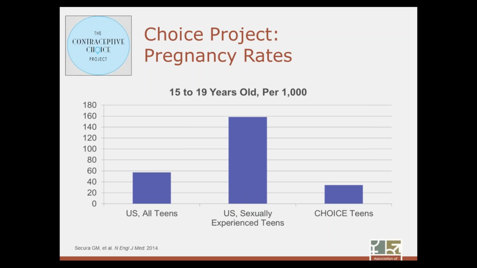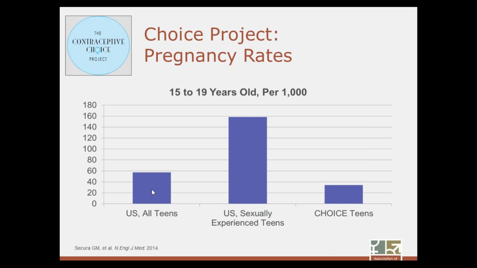When they really removed the barriers to getting this care, they were able to reduce the risk of pregnancy. So here is the risk of pregnancy in the U.S. for all teens, which is 57.4 per 1,000.